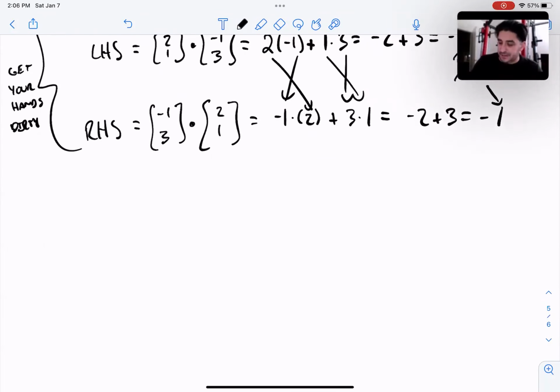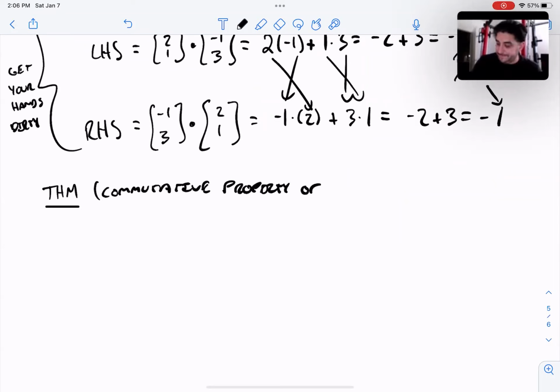So here's how I could prove this. First, let's start with a nice statement of what it is exactly that we're trying to prove. This theorem has a special name: commutative property of dot product. Not every theorem has a nice name. It doesn't have to have a special name every single time, it just has to be something that's true. But this one has a special name, commutative property of dot product. So what is this theorem?